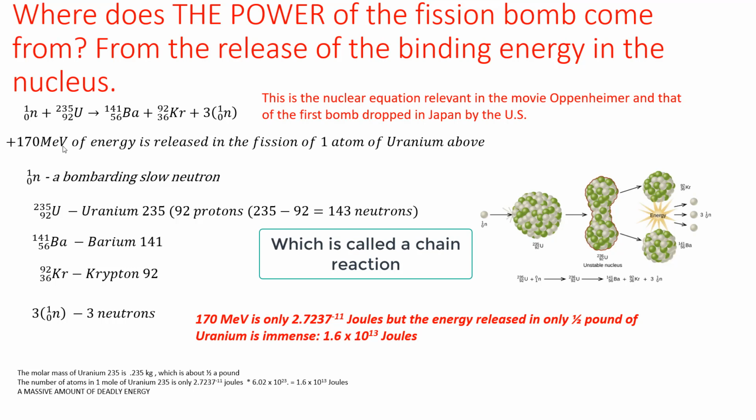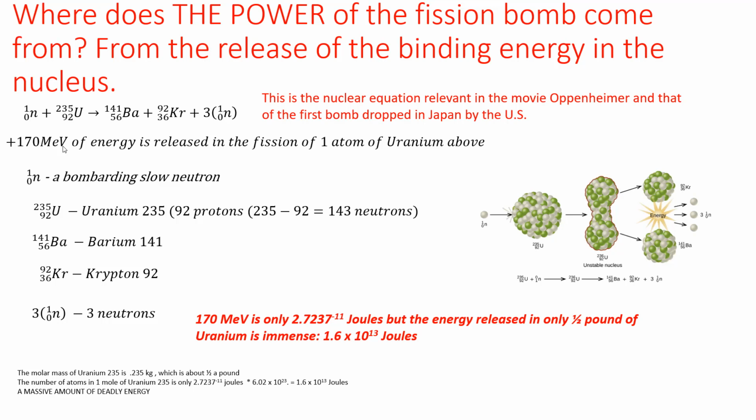So 170 mega electron volts. Is that a lot of energy? It's really not, but it's only one atom of uranium that this pertains to. Converting mega electron volts to joules, which is something we're all more familiar with, you get 2.7237 times 10 to the minus 11th joules. So that's a tiny, tiny bit.